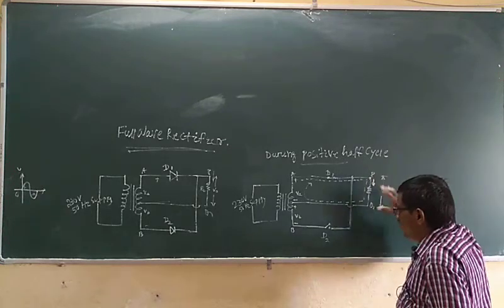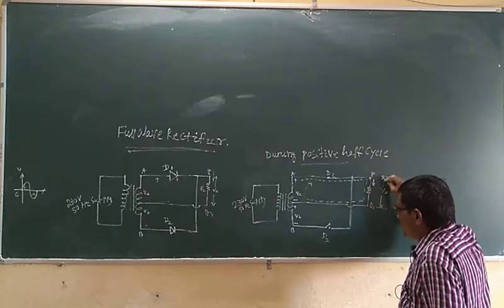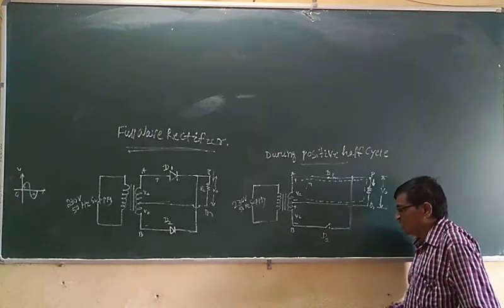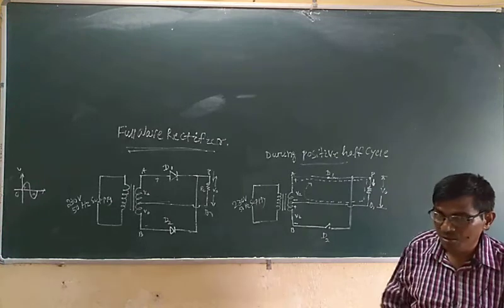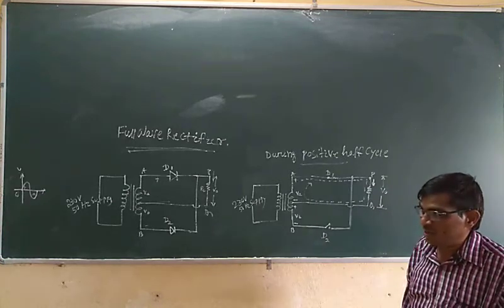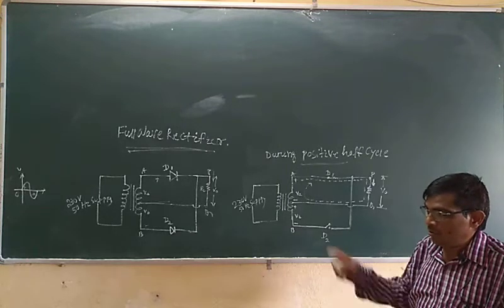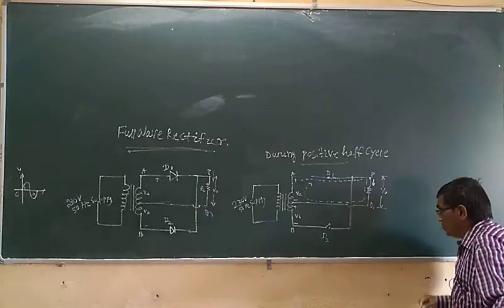So we get the output voltage V0 across the load resistor. During the positive half cycle, diode D1 conducts the half cycle of the input supply voltage. Again, now we consider the negative half cycle.